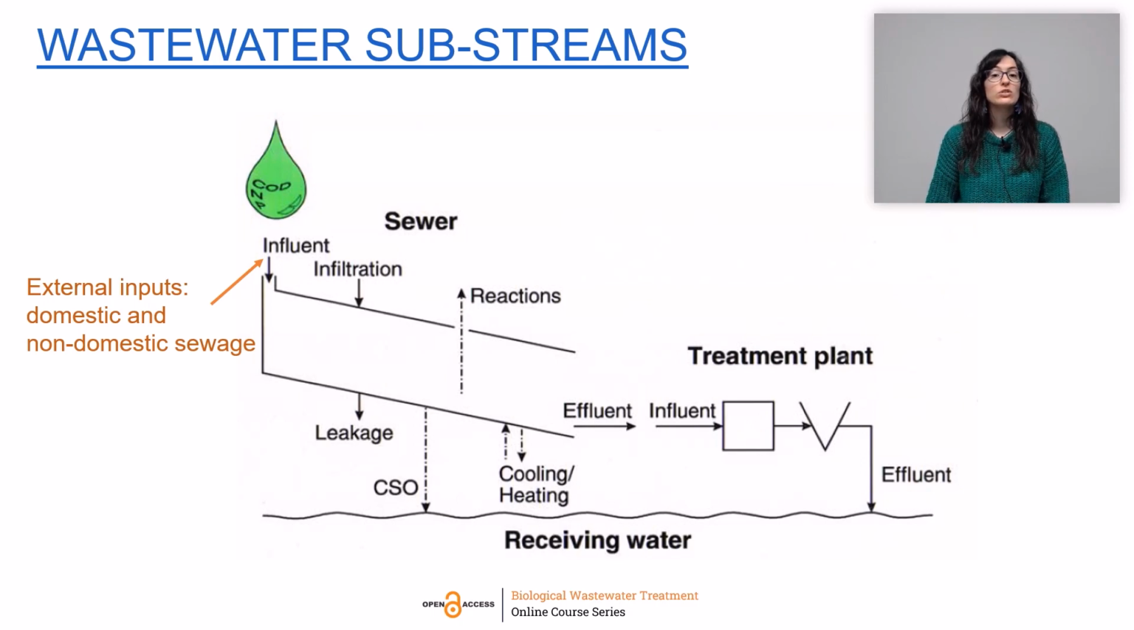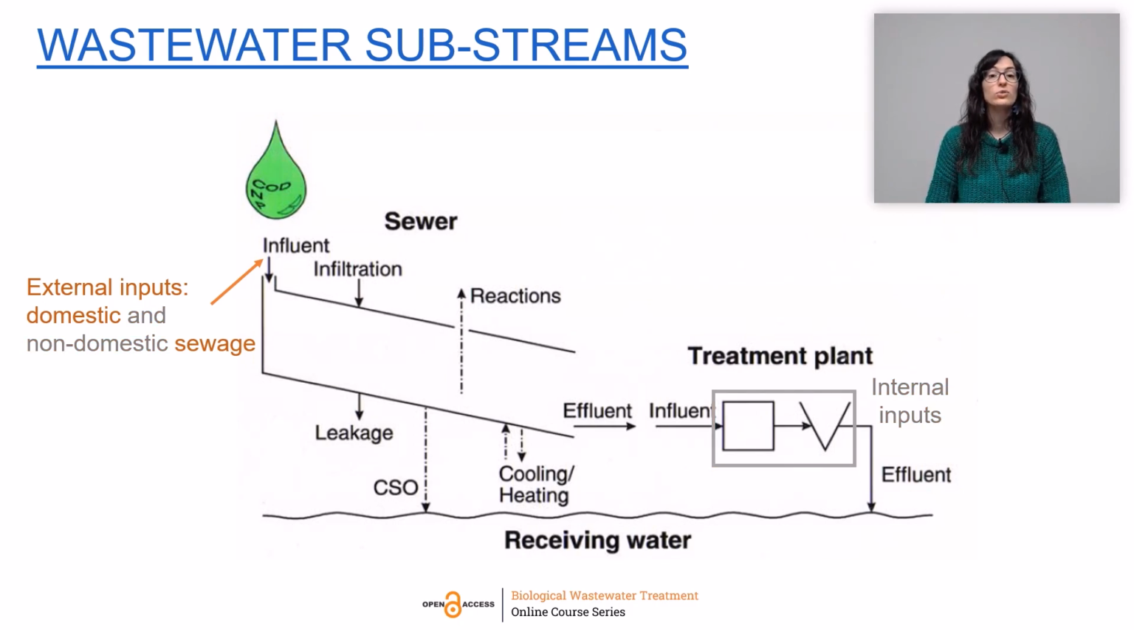Two streams constitute the external inputs of a wastewater treatment plant: the domestic and the non-domestic sewage. These streams are generated outside the plant, discharged into the sewer, and then sent and treated in the treatment plant. There are also internal inputs, which means wastewater streams that are produced inside the treatment plants and will also be part of the load that the plant needs to handle.